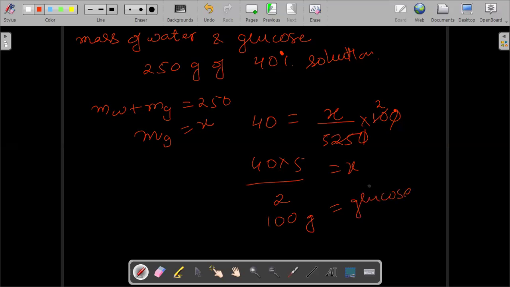And so what should be the mass of water then? 250 minus 100, right? Yes, 250 minus 100, which is 150 grams of water. So the mass of water will be 150 gram. So the answer is solved.